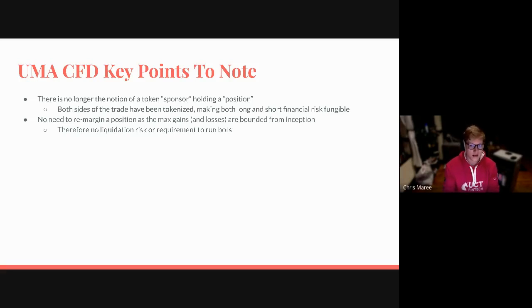So I think the real reason why you tokenize the short side is so that it becomes fungible. And that has a whole bunch of really interesting properties, where you can actually sell short exposure to an identifier without needing to do anything weird.